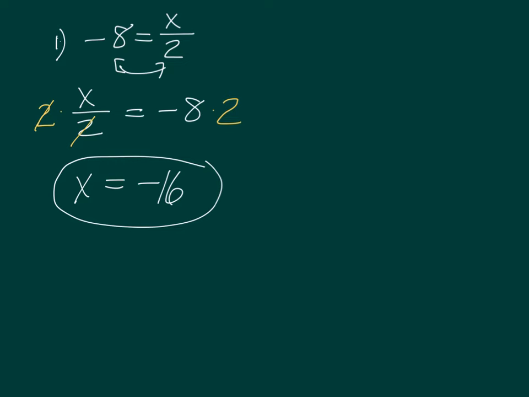When you're solving an equation, you do the opposite. Since you're dividing by 2 here, then you're going to multiply both sides by 2. That should be a gimme problem on your quiz.